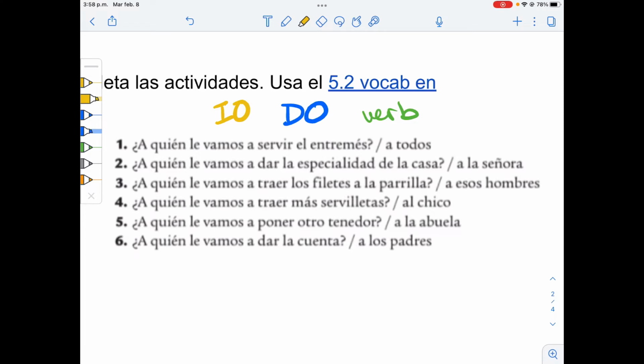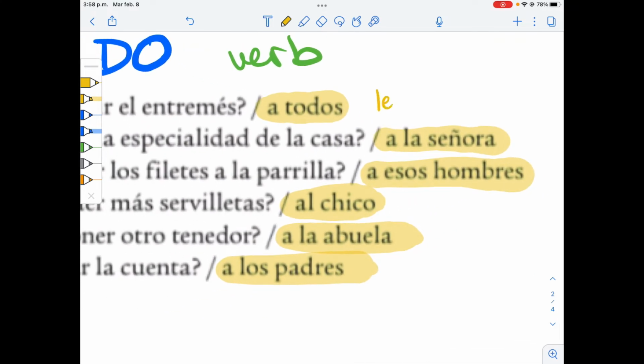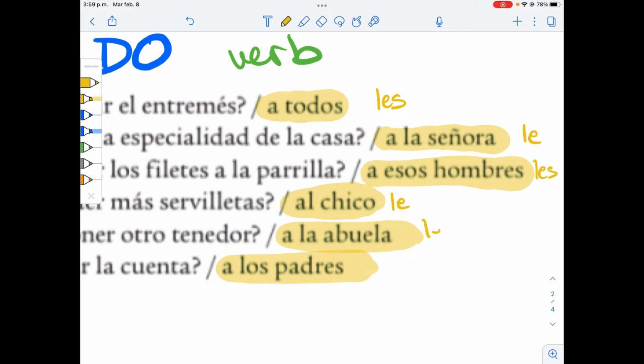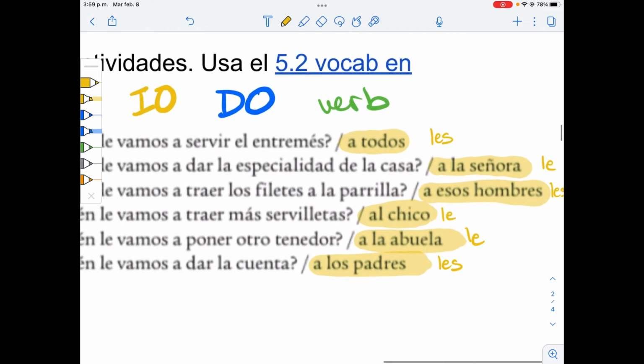So let's look for our indirect object first. Our indirect objects are always at the end. A todos, a la señora, a esos hombres, al chico, a la abuela, a los padres. So we need to figure out what indirect object matches a todos. That would be les. A la señora, le. A esos hombres, les. Le, and les.